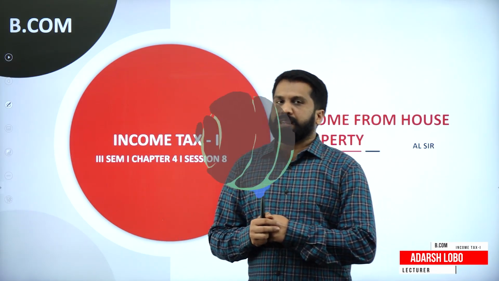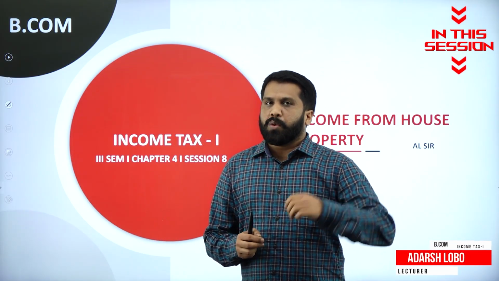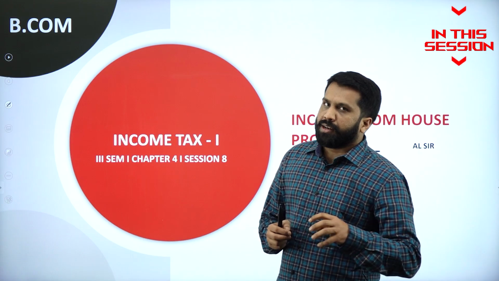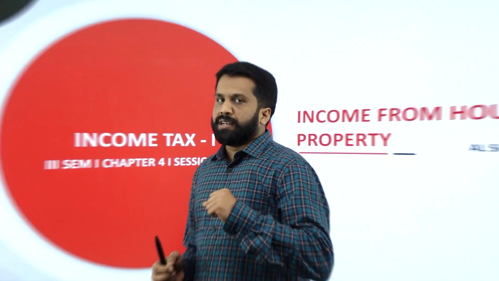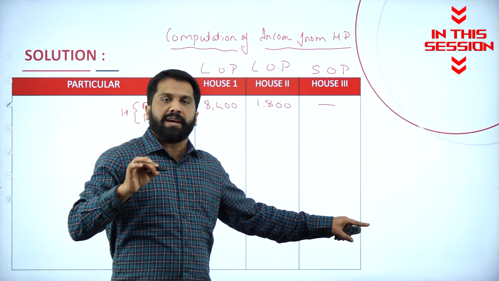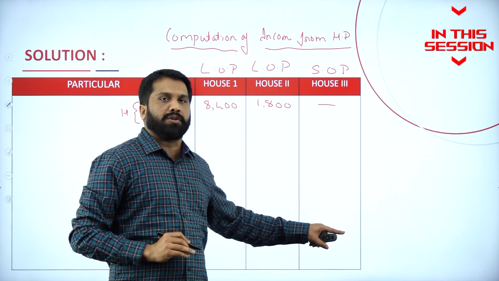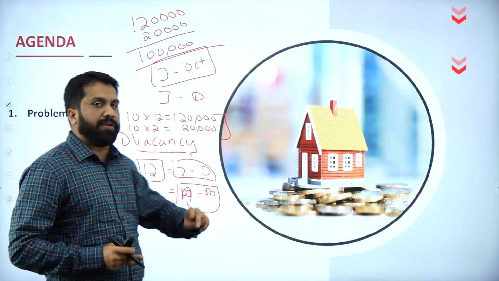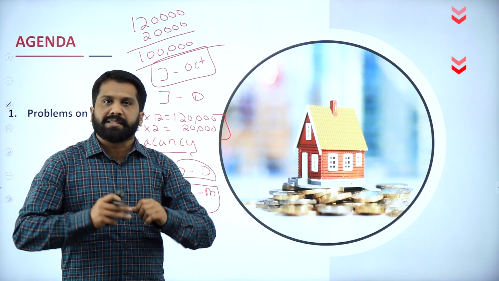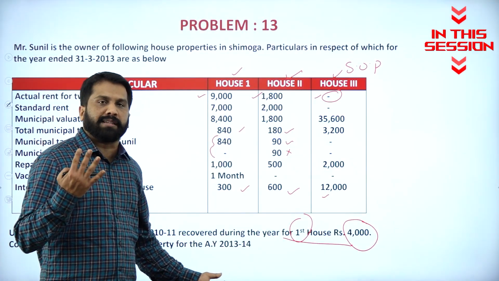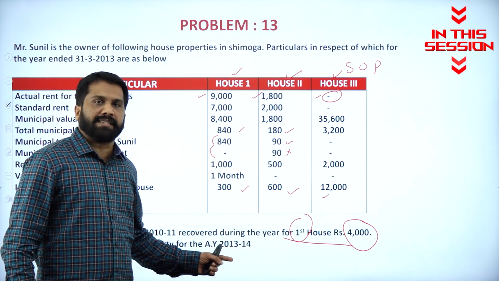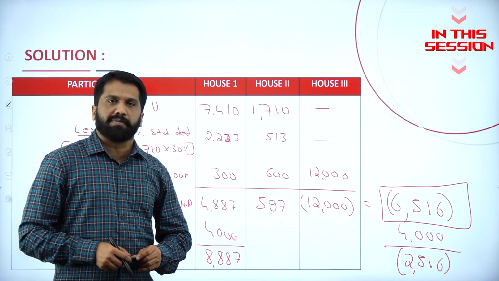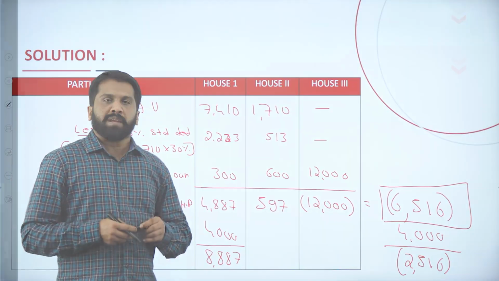The problem was like 3 houses, one will be self-occupied for business purpose. Actual rent is not there, we have to assume that it is self-occupied. So 2 months rent we are supposed to minus. This is called vacancy. We are supposed to add 4,000 as unrealized rent. 2,516 will be our final answer.